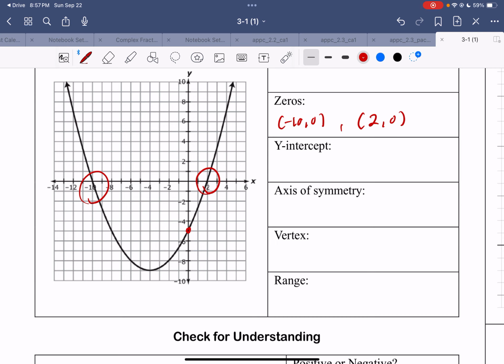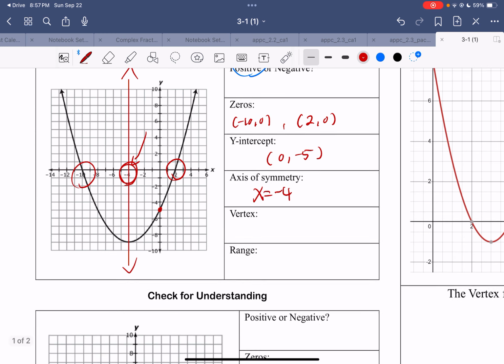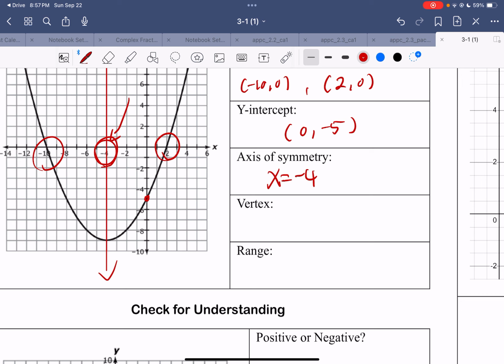Y-intercept in this case is this one, which is going to be (0, -5). Axis of symmetry is a line that cuts the parabola in half. So if I draw the line here, this line is going to cut the parabola in half, and this one touches where x is equal to -4. So that's the axis of symmetry. And vertex is this point, the highest or lowest point. And this one is at (-4, -9).